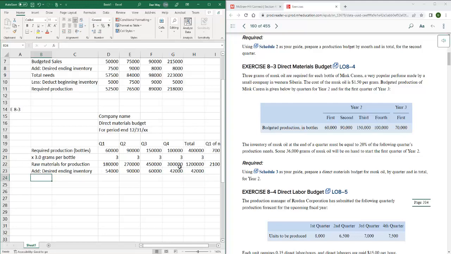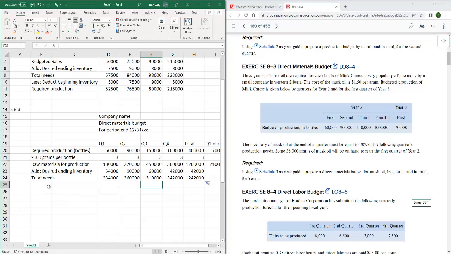Now materials needed for production plus desired ending inventory gives us our total needs. So I'm just going to sum those two numbers. I'll use cell references for that. Okay, this plus this. And then I'm going to drag that across. So in Q2, that's the 270 plus 90, or 360. Q3, 450 plus 60, it's 510. And so on for Q4 and the year as a whole. Okay.